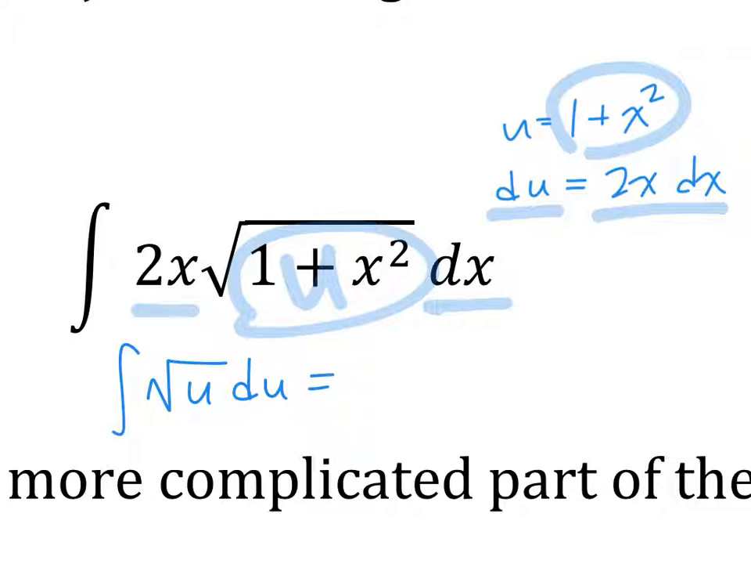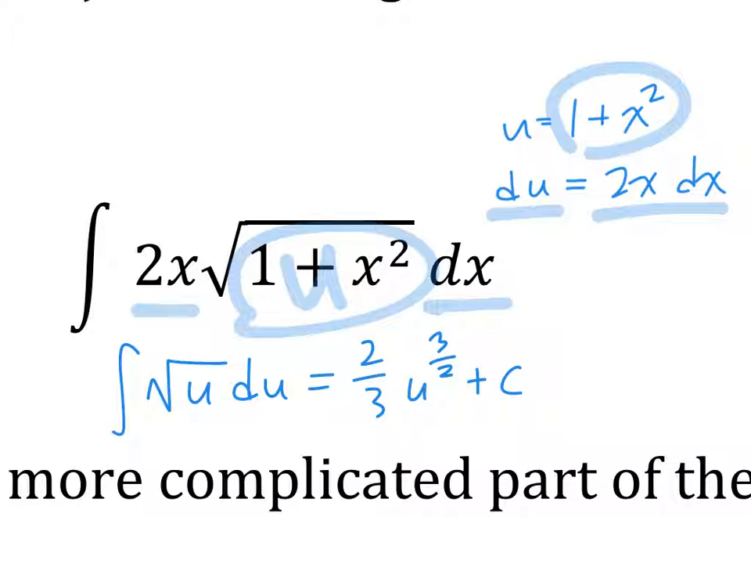What is square root u? Make sure you have a plus c. That is u to the 1/2, right? So 1 power higher would be 3/2. All right, so the answer is 2/3 u to the 3/2. Please don't forget plus c.